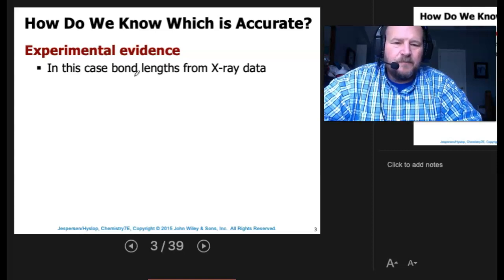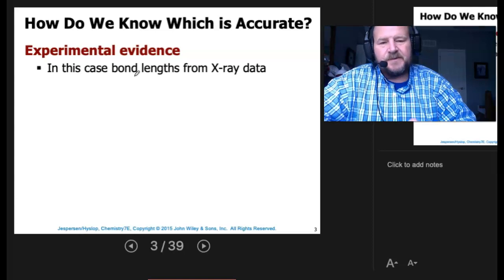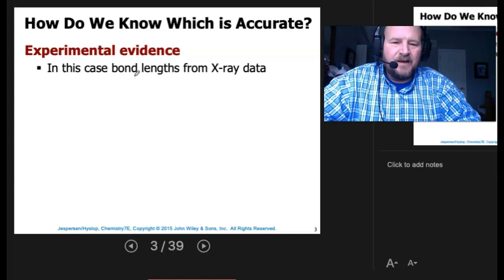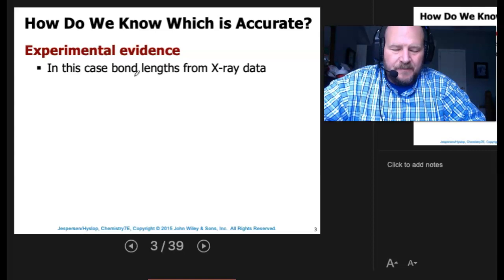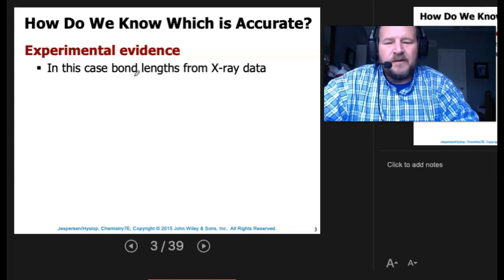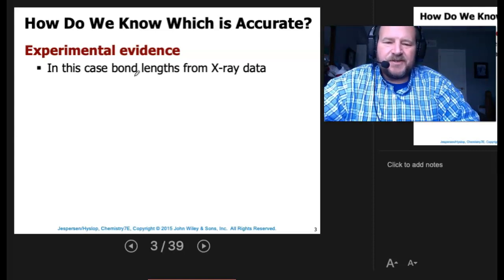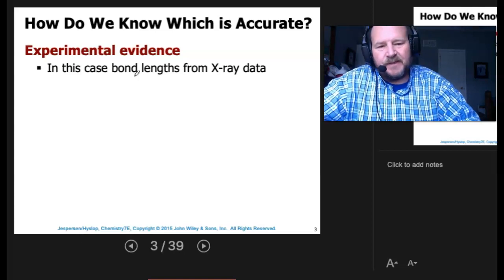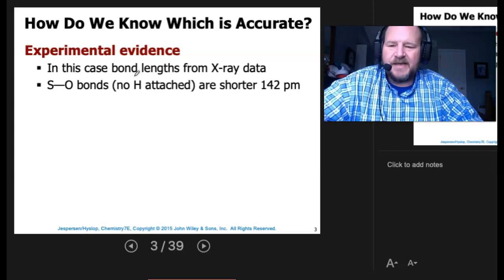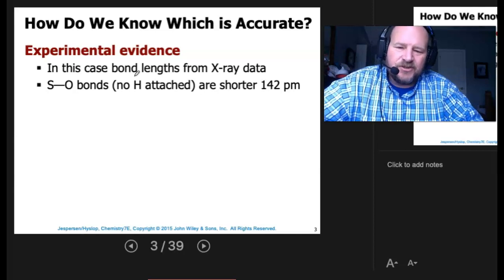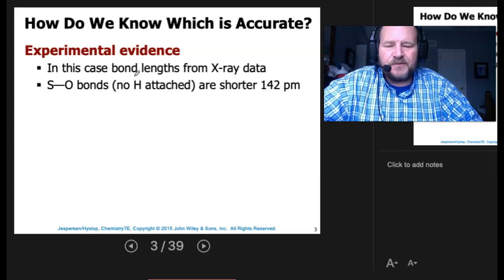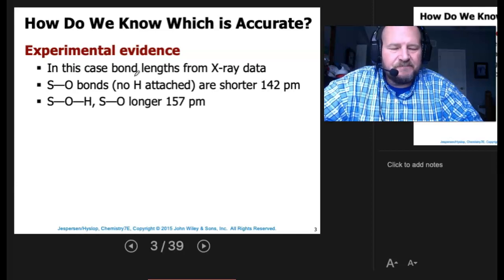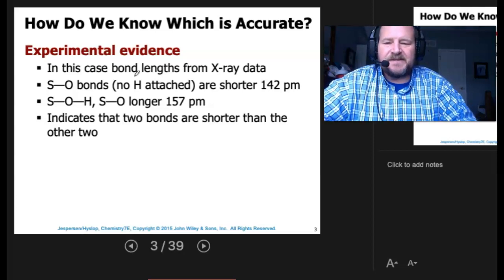So what we can do is we can make a crystal out of different things. We can do single crystal X-ray diffraction, and based upon how X-rays are reflected out and how they're deflected, if you will, it gives us an idea of what the angles and positions are of the different atoms, and that would lead to distances between the atoms. And so the SO bonds here that have no hydrogen attached appear to be shorter. They're 142 picometers, whereas the ones with the hydrogens seem to be longer at 157.